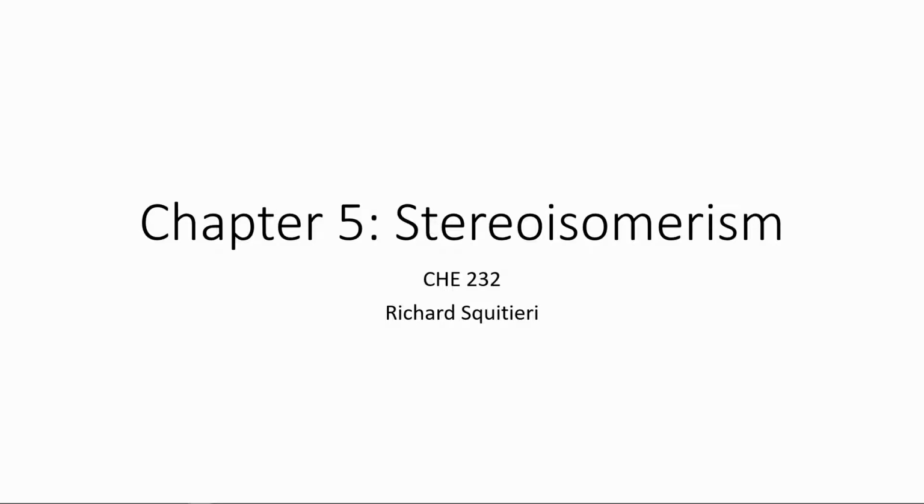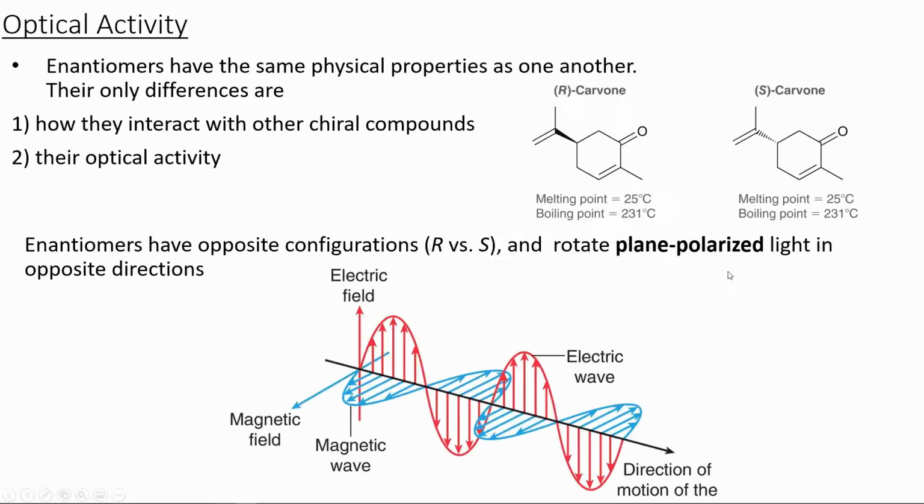Hello, today we're going to finish Chapter 5 and continue our discussion on stereoisomers. In the last section we left off right before optical activity. We described a lot of the differences between enantiomers and how to tell them apart, how to determine if we have R versus S. What we're going to look at now is some of the physical properties that enantiomers have in relation to each other.